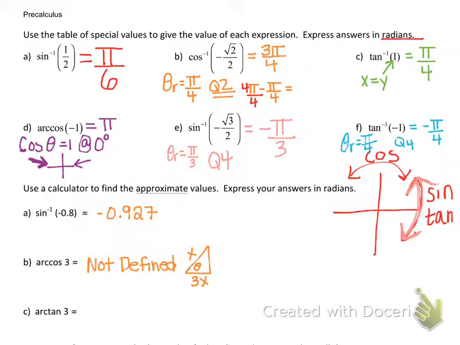And then for tangent, it's sine over cosine, so we can have a value of 3, so we get about 1.107.